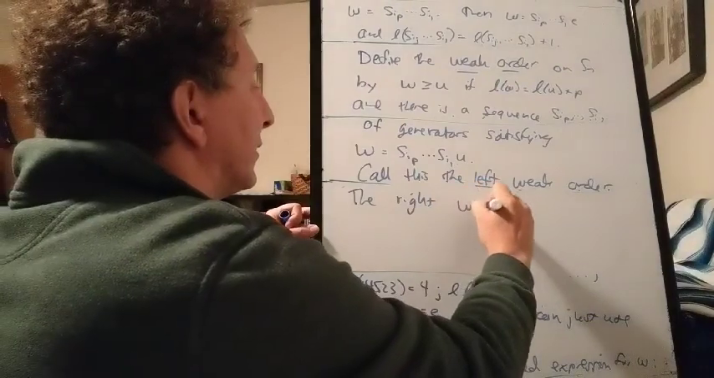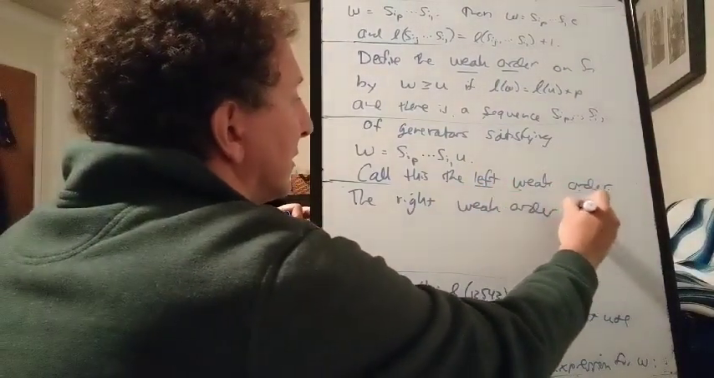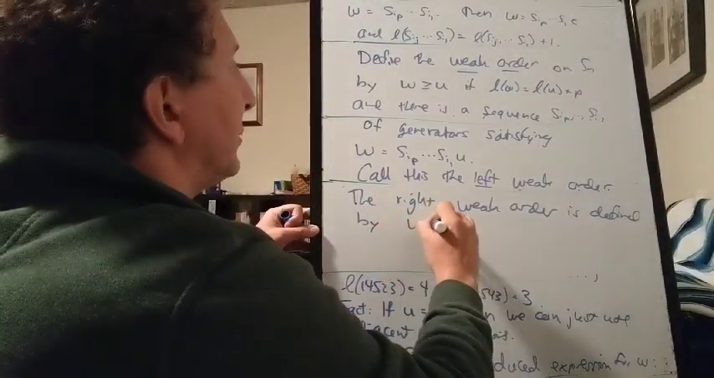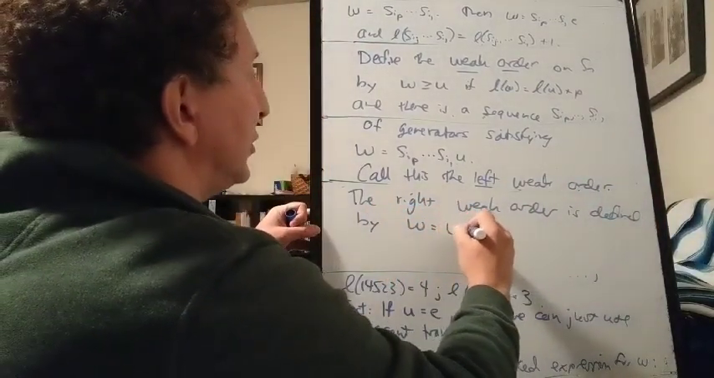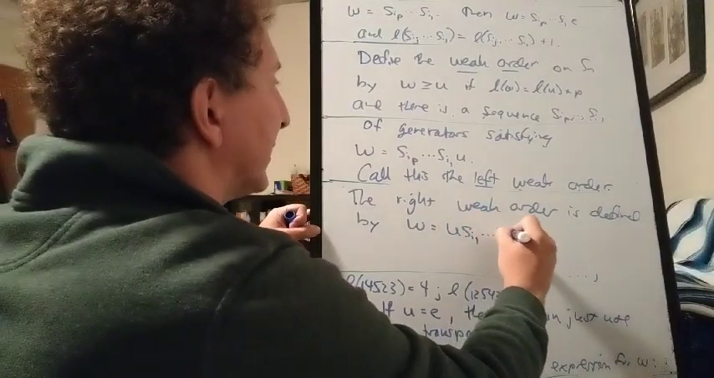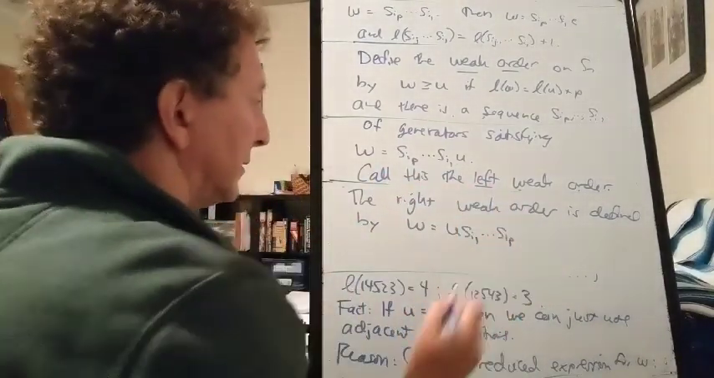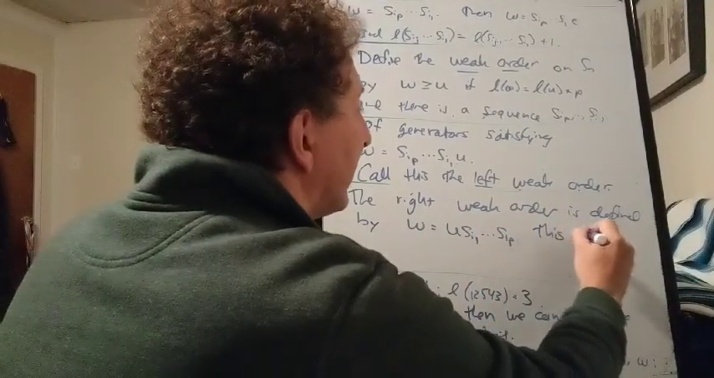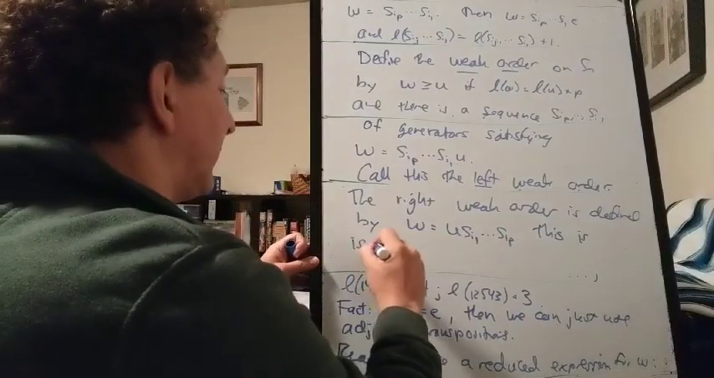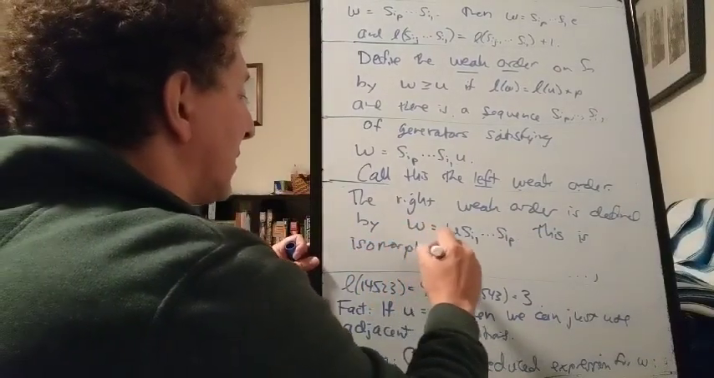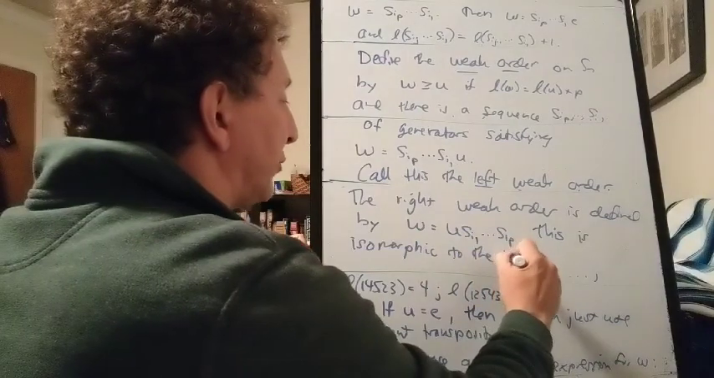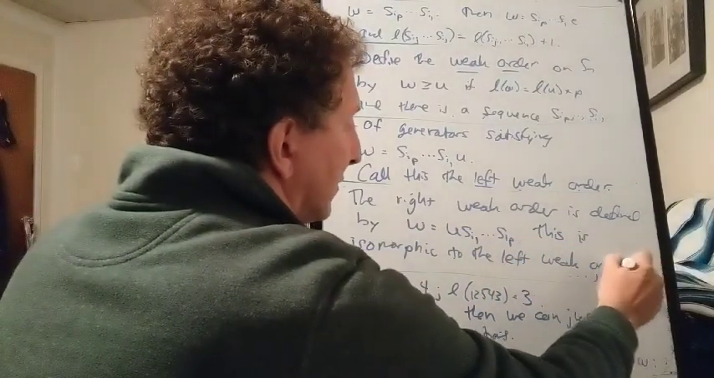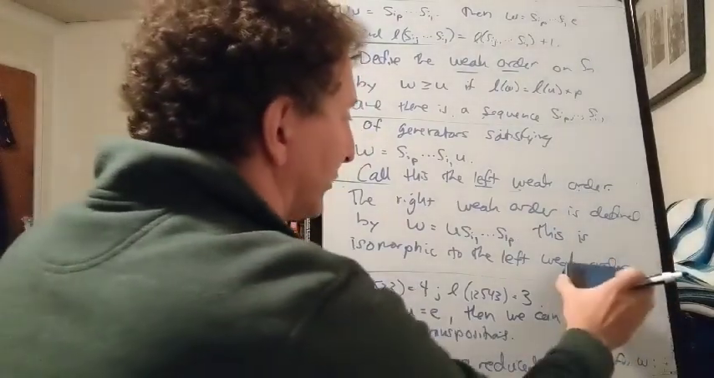The right weak order is defined by W being equal to U times S_i1 through S_iP on the right. And this is isomorphic to the left weak order, but not equal to it.